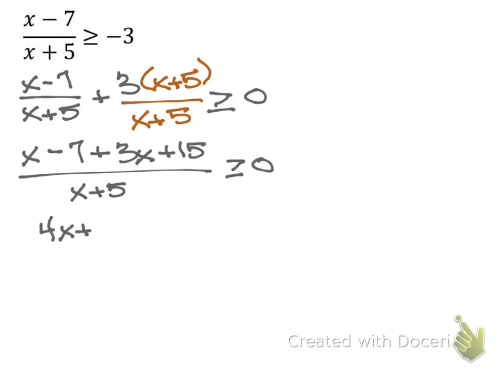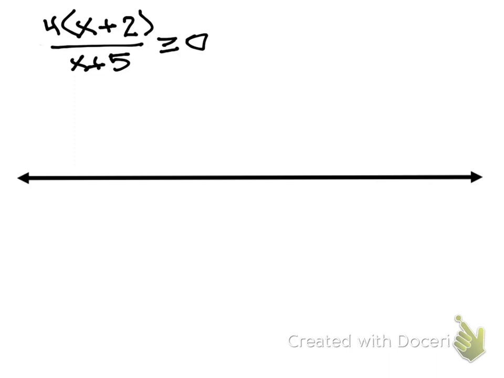4x plus 8 over x plus 5 greater than or equal to 0, as I write a 4. And then we can factor the 4 out of the numerator, leaving us with 4 times (x + 2) over (x + 5) greater than or equal to 0. First, the restriction: x cannot be negative 5. Then the 0 in the numerator, x equals negative 2.